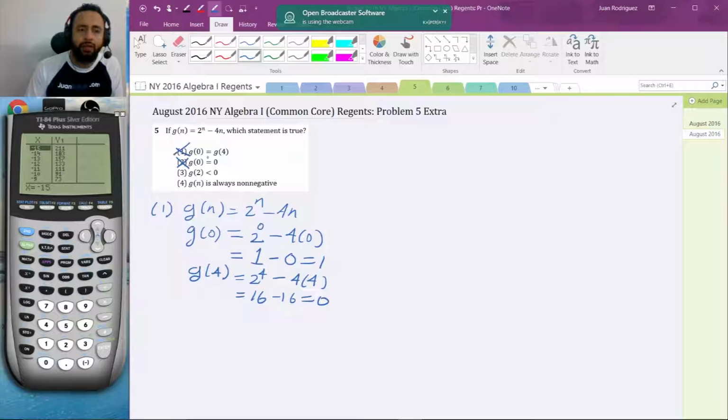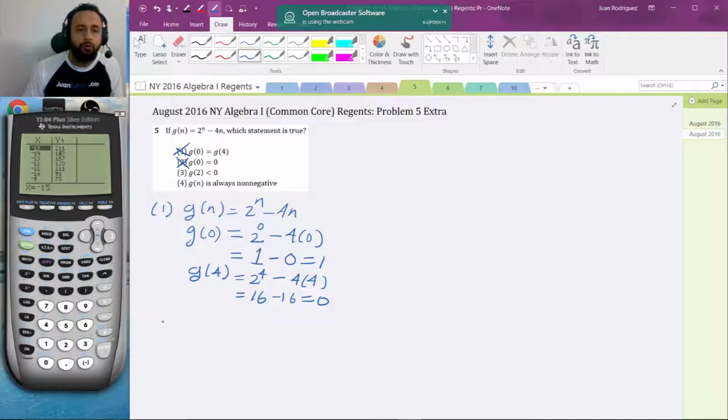So there's your little trick here. If you ended up getting g of 0 is 0, which is wrong, you would have gotten that choice 1 is true. But check this out. You would have also gotten that choice 2 is true. And that's actually a confirmation that you've made an error, you see? Because if g of 0 equals g of 4, which equals 0, then choice 1 and choice 2 are both correct, which cannot be if this is a well-formed question.